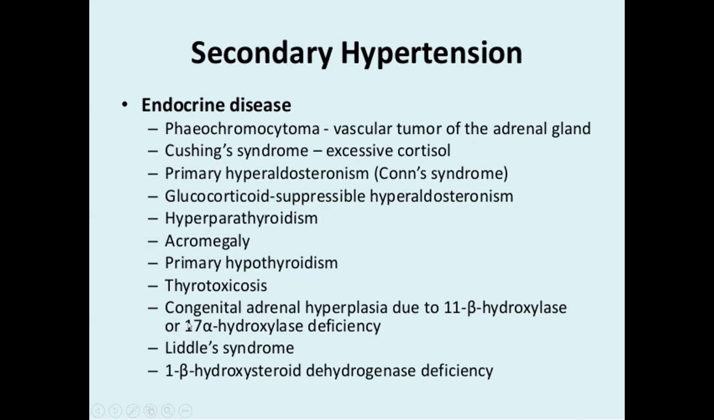And the last three are basically nephrology-related diseases leading to hypertension, where some enzyme deficiency or channel defect ends up with failure of salt and water transport across the distal nephron, resulting in salt and water retention and hypertension. These include congenital adrenal hyperplasia due to 11 beta hydroxylase or 17 alpha hydroxylase deficiency, Liddle syndrome, or 11 beta hydroxysteroid dehydrogenase deficiency.